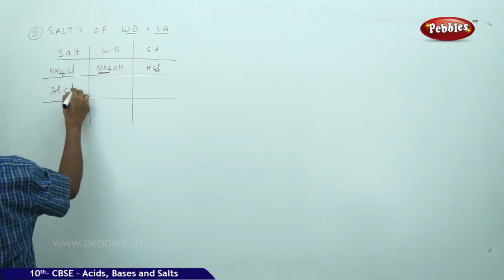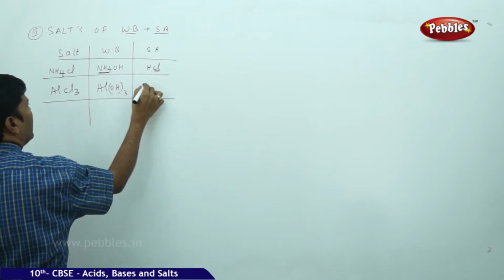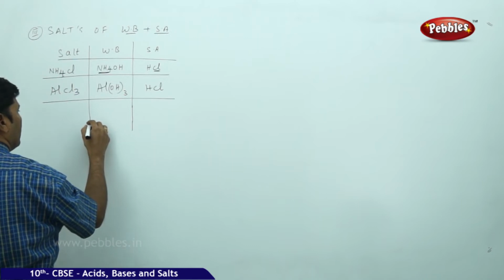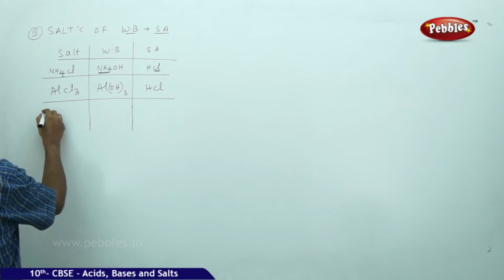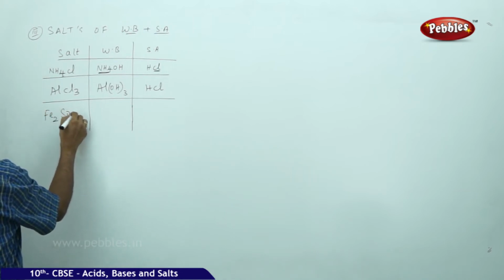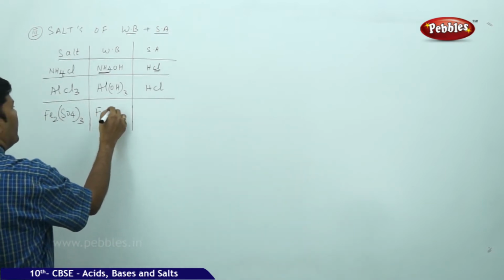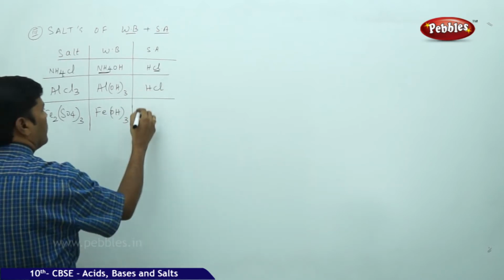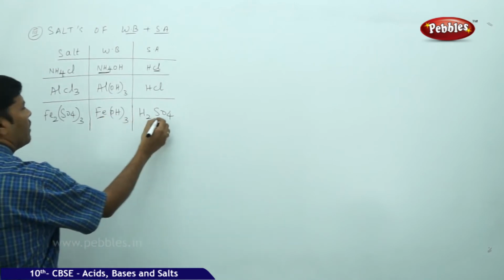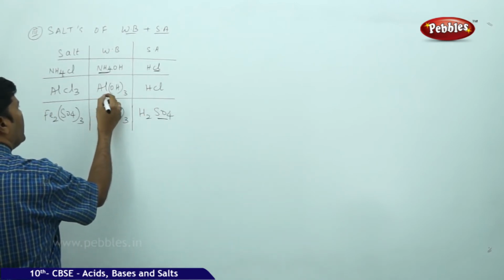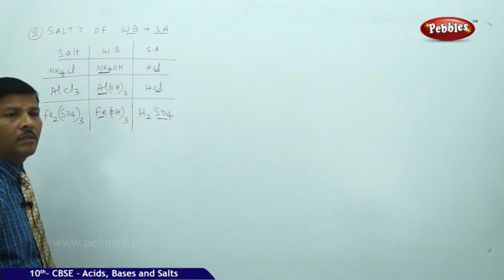Aluminium chloride, if you take, you have aluminium hydroxide and HCl. If you take ferric sulfate, it's a salt of weak base and strong acid. So you have ferric hydroxide, a weak base, and strong acid, H2SO4. That means here we have iron and sulfate, here we have aluminium and chlorine. So this is a salt of weak base and strong acid.